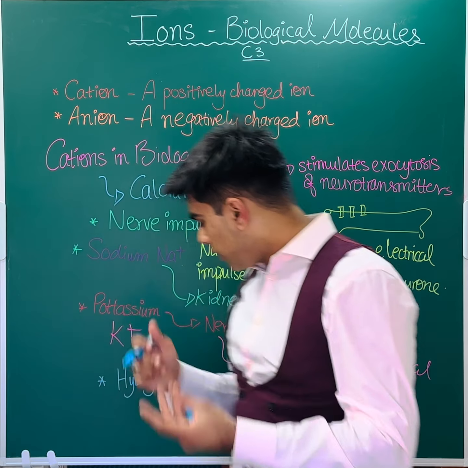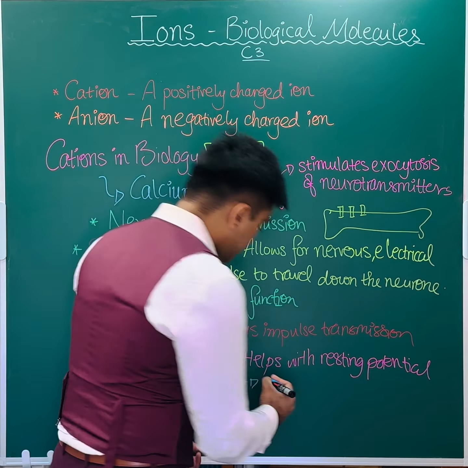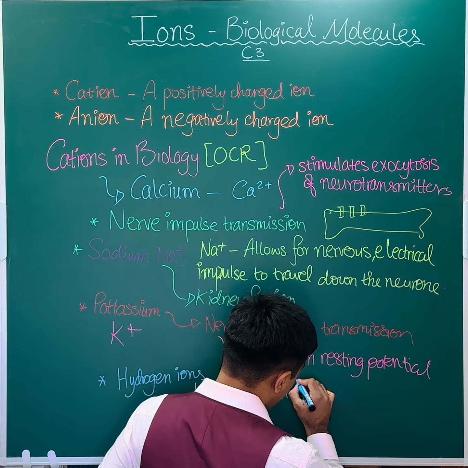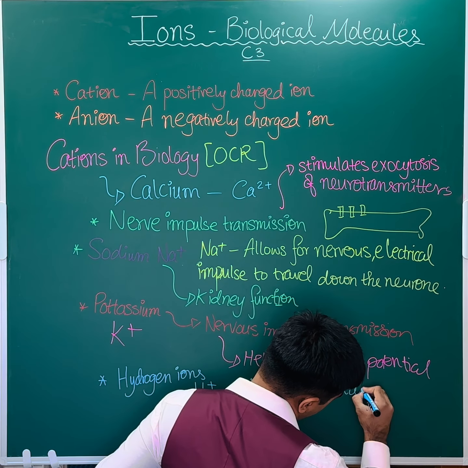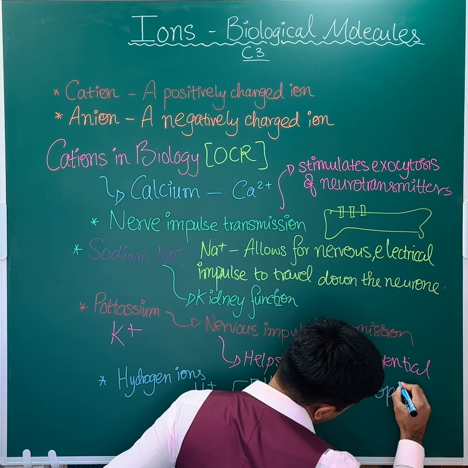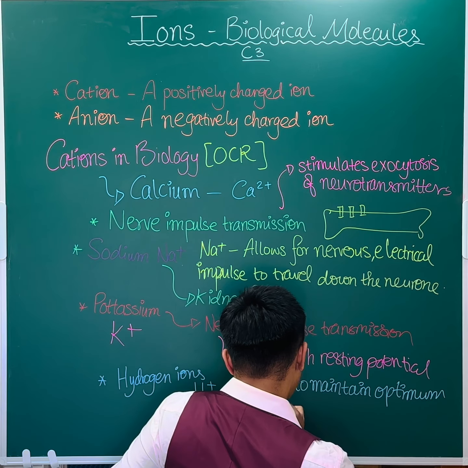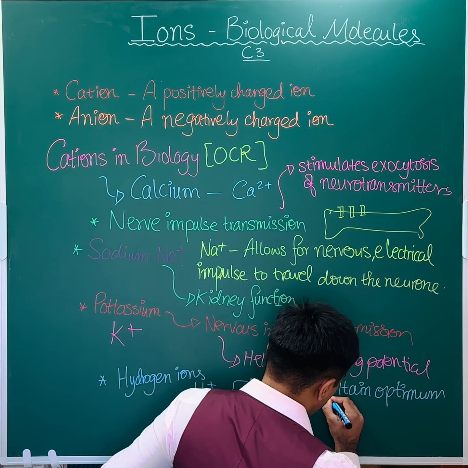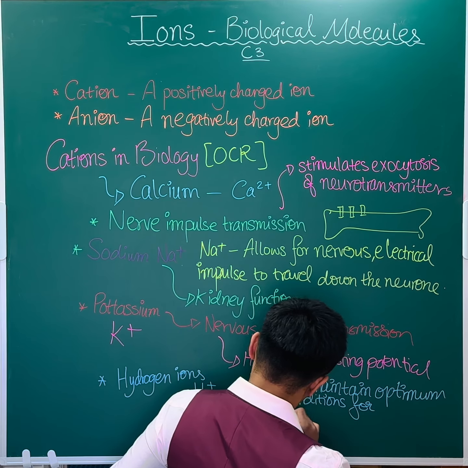So what can we say? Hydrogen ions are important for the body because they help to maintain optimum pH conditions for enzymes.